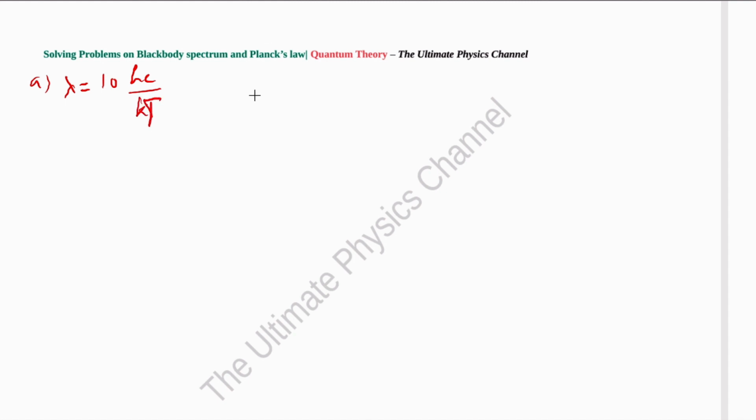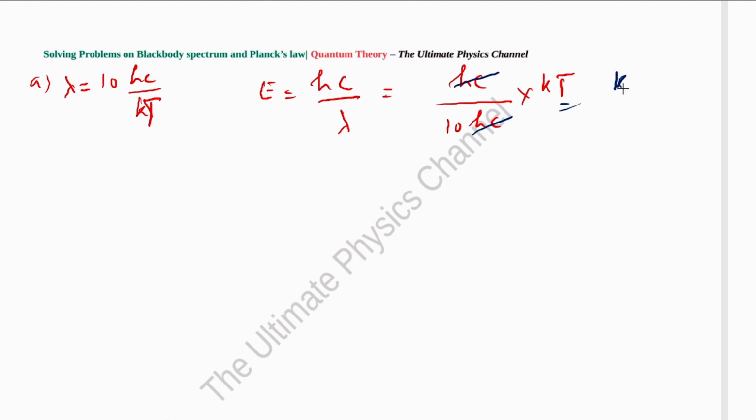That means the energy is equal to hc over lambda, right? So hc over 10 hc over kT. Now we can clearly see that here hc and hc can be cancelled. Effectively we have kT over 10. This is the energy to be taken now for the calculation.